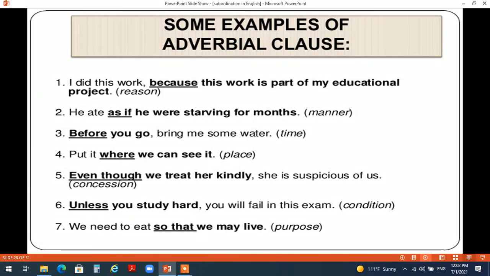In the final example, we need to eat so that we may live. So that is one of the subordinators which are used to introduce an adverbial clause of purpose. So that we may live, this will be the subordinate clause. The type of this subordinate clause, we will say it is an adverbial clause of purpose.